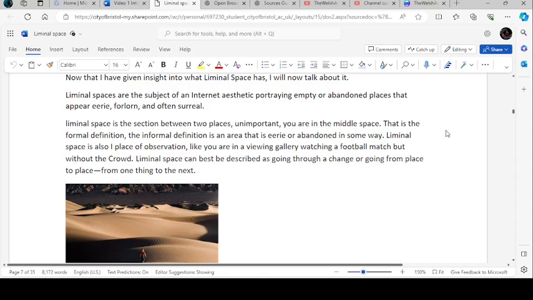Liminal space is also a place of observation. Like you are in a viewing gallery, watching a football match, but without the crowd. Liminal space can be described as going through a change or going from place to place, from one thing to the next.